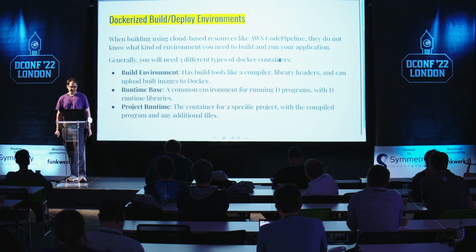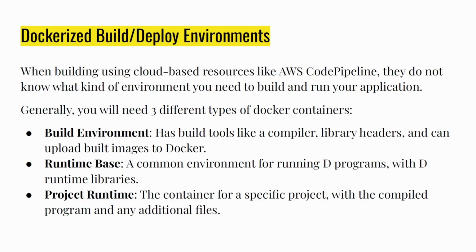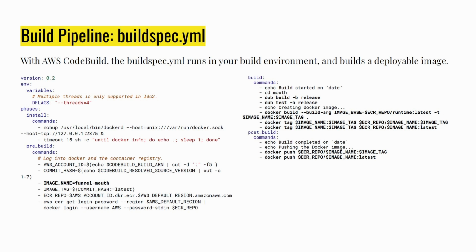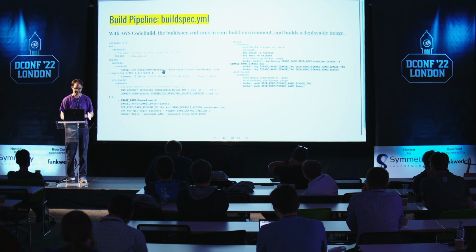So in this particular case, there are 3 types of containers I want. The environment to compile my D program, an environment to run D programs on, which is stripped down and doesn't have the compiler, so if people hack your computer, they can't use anything, and then the runtime environment for the individual project, and you probably have lots of projects in your company. So you have a configuration for CodeBuild, and what you basically do is give it instructions. What do I need to do? I need to start Docker because the output of my build is a container. I've compiled my project and I upload it to a container registry in AWS, and that's all it really does.